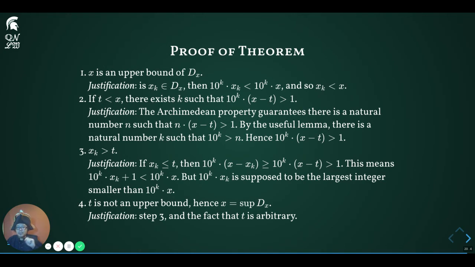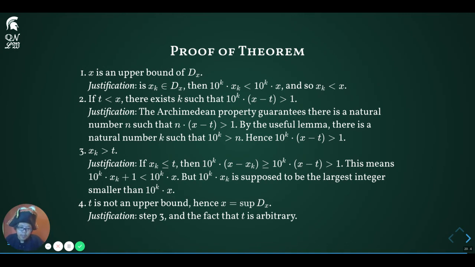Rearranging this, we see that this means 10 to the k times x sub k plus 1 is less than 10 to the k times x. But the definition of x sub k is that 10 to the k times x sub k is the largest integer less than 10 to the k times x. So we derived a contradiction.